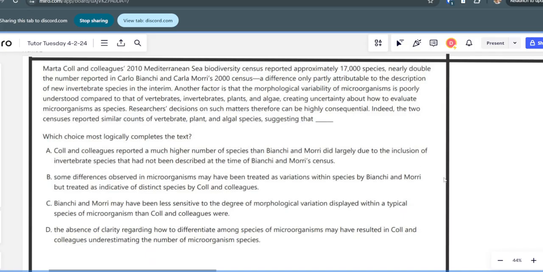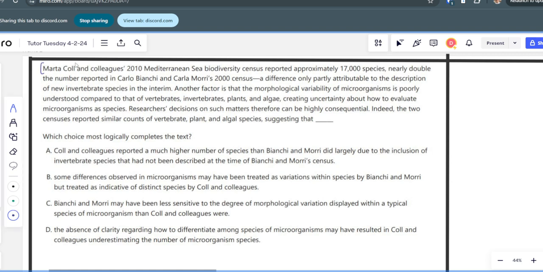This one says, which choice most logically completes the text? So it's usually an inference type question. Here we have to read everything to understand the context. But let's go through it. It says here, Marta Cole and colleagues' 2010 Mediterranean Sea Biodiversity Census reported approximately 17,000 species, nearly double the number reported in Carlo Bianchi's and Carlo Mori's 2000 census.